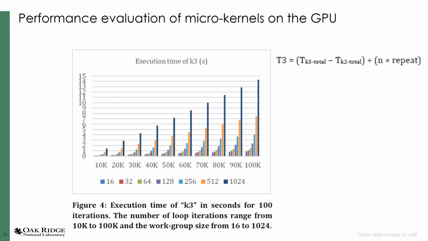This figure shows the performance trend for the third microkernel. The kernel time increases approximately by a factor of 10 when the number of loop iterations changes from 10K to 100K. On the other hand, for a given loop count, the kernel execution time increases approximately by a factor of 16.6 when the workgroup size increases by a factor of 64, from 16 to 1024. Hence, the rate of time increase is approximately a quarter of the rate of increase in the number of atomic operations.